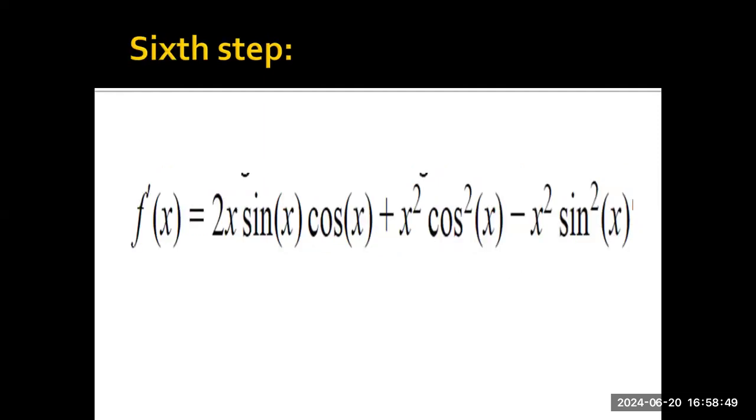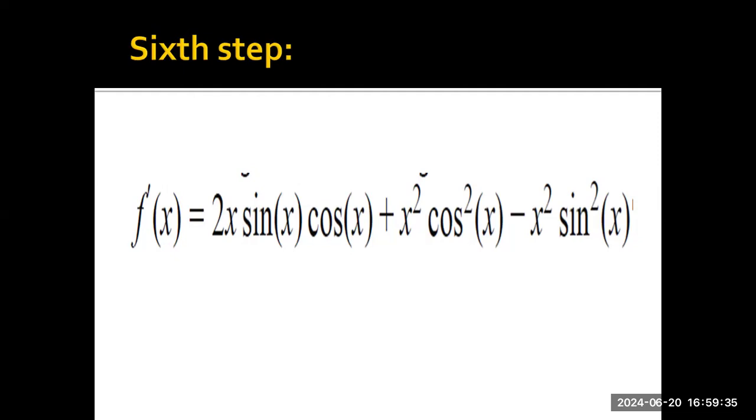Let's have the sixth step. So if we combine those terms from the fifth step, this is the result. The derivative of the given function is equal to the sum of these three terms. But the last addend is negative, no? But it's still considered addition because this is the negative additive. But we can still simplify this.